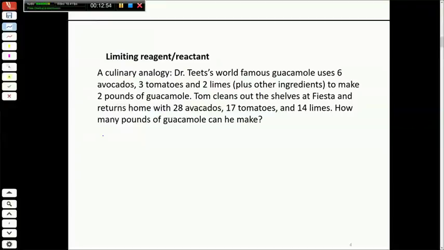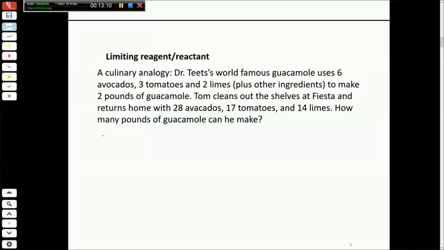So let's say I wanted to have a huge party at my house, which I don't usually do, but if I did, and I go to Fiesta and I clean out the shelves and come home with 28 avocados, 17 tomatoes, and 14 limes. How many pounds of guacamole can I make?